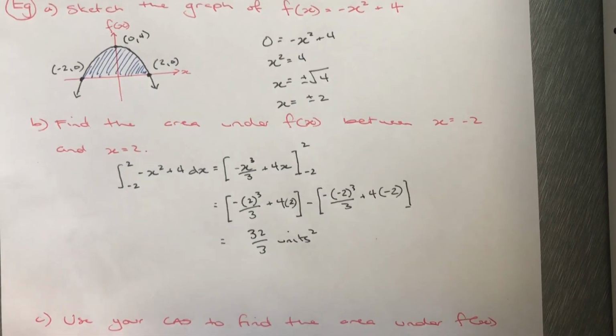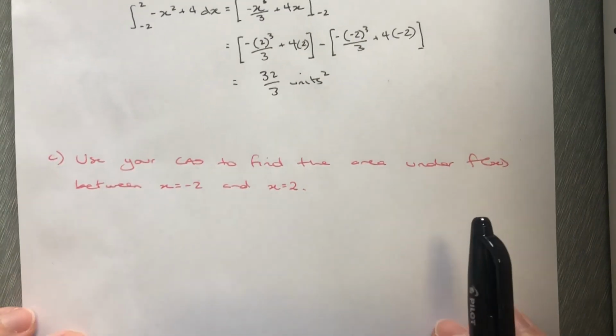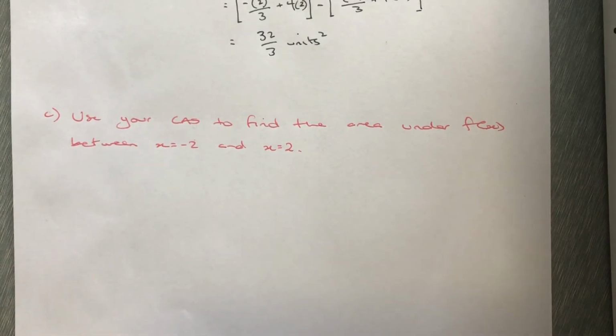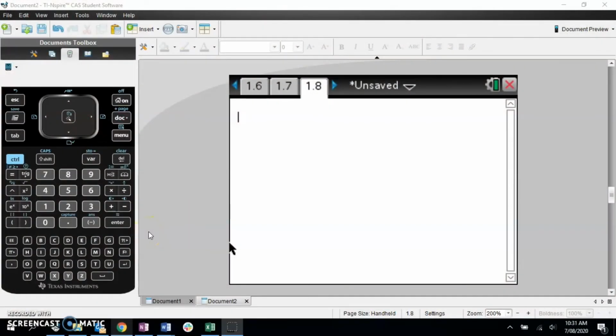So it might have seemed a little bit harder because we had a more difficult rule, but we're doing the exact same thing. The next part, we're going to use a CAS. So I might move over and show you using the actual CAS. But we want to find the area under f of x between x is -2 and 2. So we're doing the exact same thing. We're just using our CAS to do it. You're going to see that it's going to take less time, and we should hopefully be confirming our answer just here. Right, we've started a new document on our CAS.